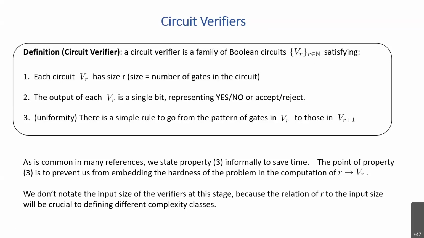And then the third one is a little tricky. Maybe you'd need a Turing machine to define it precisely, but there's a simple rule to go from the pattern of gates in V_R to those in V_{R+1}. And the reason for rule number 3 is just to prevent us from embedding the hardness of a problem in the computation of the circuit itself, right? The other thing is that this subscript R that represents the size of the verifier is going to vary as we consider different possible complexity classes.